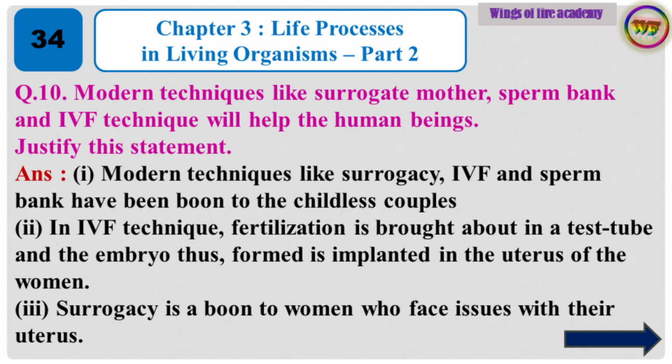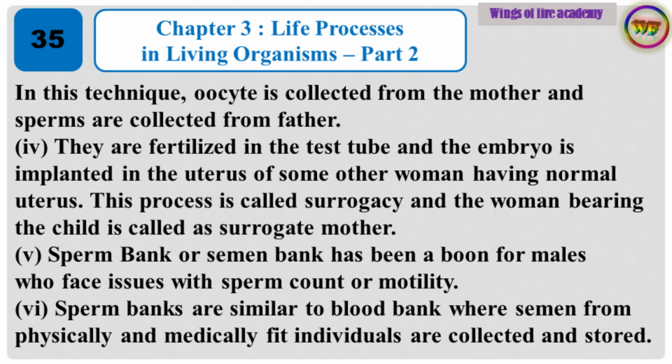Point 3. Surrogacy is a boon to women who face issues with their uterus. In this technique, oocyte is collected from the mother and sperms are collected from father. Point 4. They are fertilized in the test tube and the embryo is implanted in the uterus of some other woman having normal uterus. This process is called surrogacy and the woman bearing the child is called a surrogate mother.